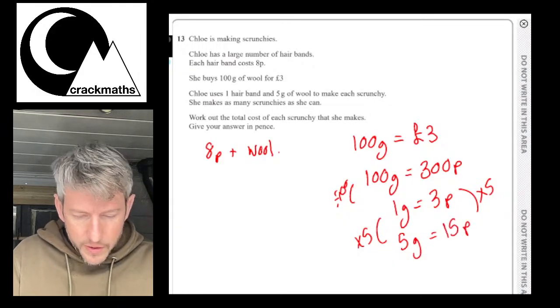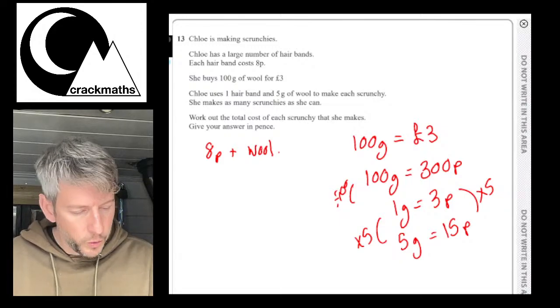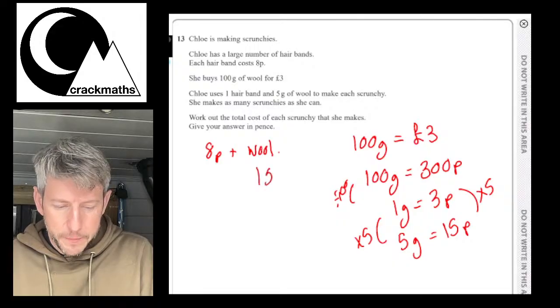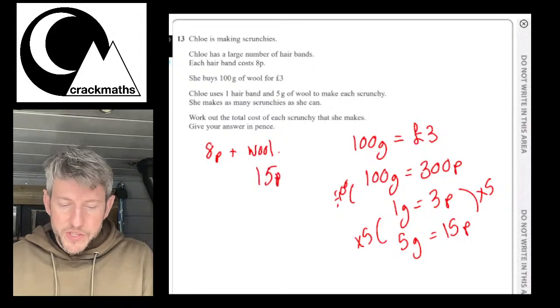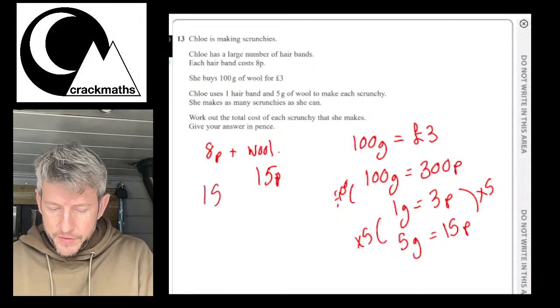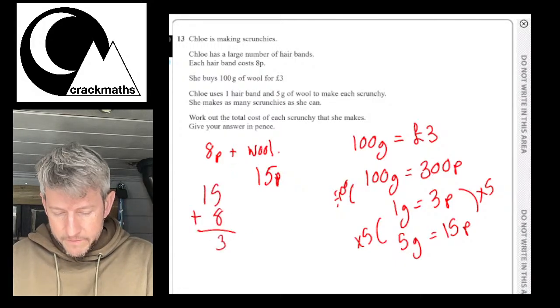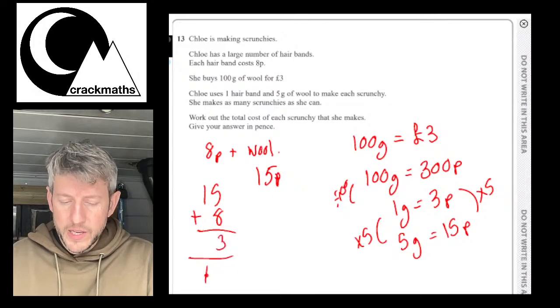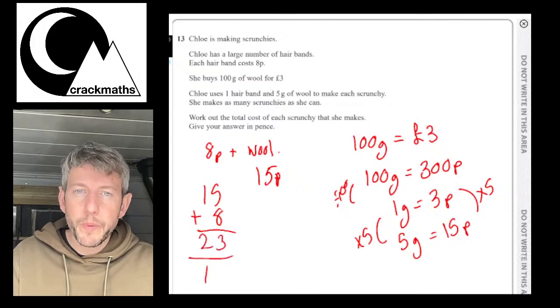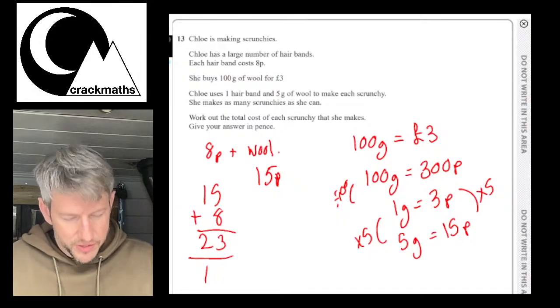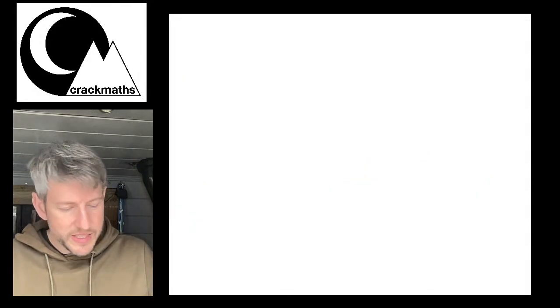So we've got 8p for the hairband plus 15p for the wool. So now we just need to do 8 plus 15. 5 add 8 is 13. Carry the 1. 1 add 1 is 2. So that will be 23 pence. So the total cost for each scrunchie is 23p.